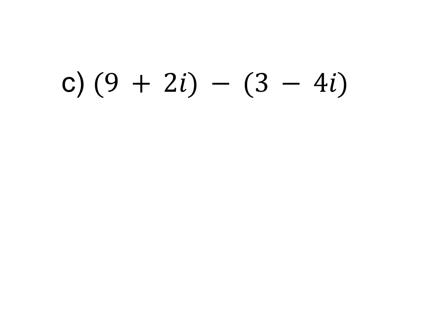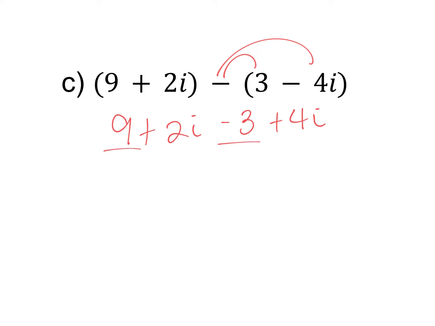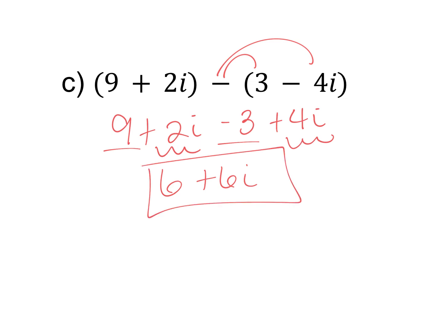Alrighty, next one. This one's a little bit different because they're being subtracted. So what do you need to do on this one? You just have to distribute that negative first. So negative 3 plus 4i, and I'm just going to drop this stuff down because those parentheses aren't doing anything because there's no number out front. Then combine your like terms. 9 minus 3 gives me 6. 2i plus 4i is positive 6i. Okay, there's that.